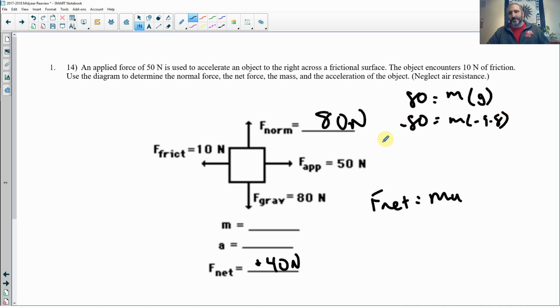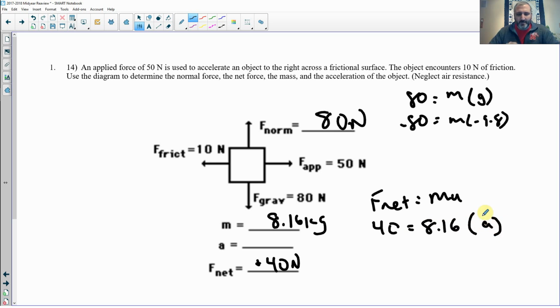Actually, it's negative 80 because we're doing math, and we have to remember that it's negative. So 80 divided by 9.8 should be 8.16 kilograms. And if the F net is 40, equals 8.16 kilograms times the acceleration, 40 divided by 8.16, that should be 4.9 meters per second squared. I hope that made sense. It's just a little bit of figuring this out.